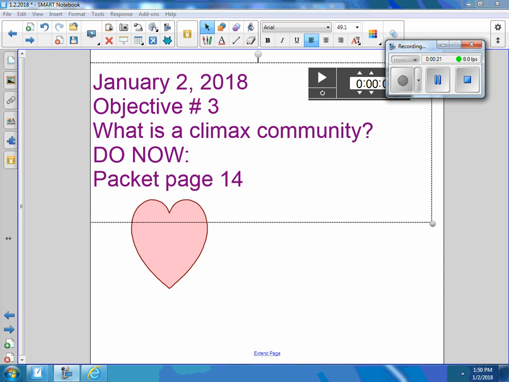What is a climax community? Okay, and the do now for today is? Packet page 14. Thank you. So everybody's looking at packet page 14. Packet page 14 starts off as a little chart and then fill in the blanks. So you can use your notes or you can use a textbook to answer packet page 14. Do you need one of these, Brendan? Come get one. Check to make sure that you all have yellow note packets as well.